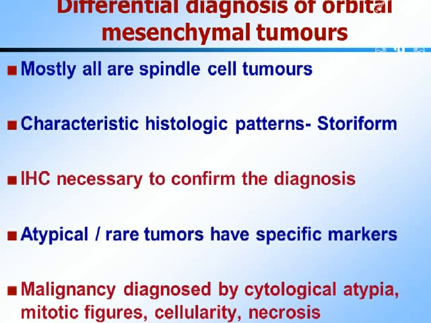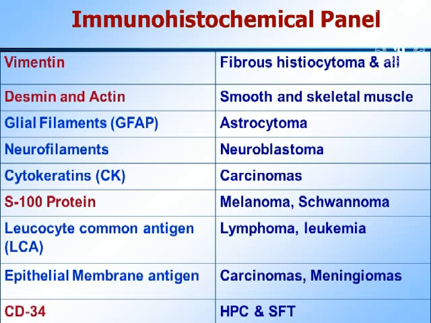Most of them, like I said, are spindle cell tumors, and we are trained as pathologists to diagnose by patterns. Like storiform patterns are for fibrous histiocytomas, but it might not be correct. You might have other tumors like hemangiopericytomas which have a storiform pattern. So there's a lot of overlap in the patterns. So ultimately we have to resort to immunohistochemistry, and as I told earlier, malignancy we should diagnose only by cytological features. So this is the panel of immunohistochemical markers which we can resort to. Vimentin will be positive in all mesenchymal tumors.